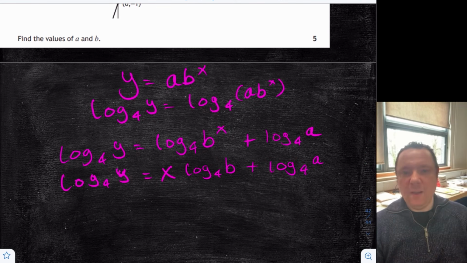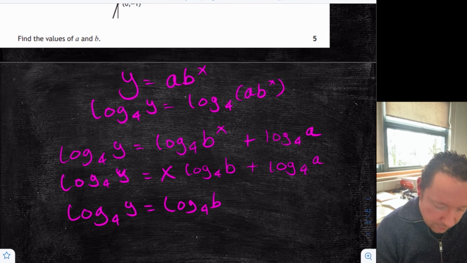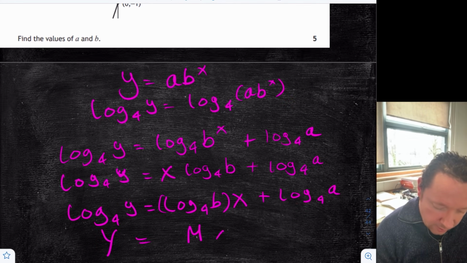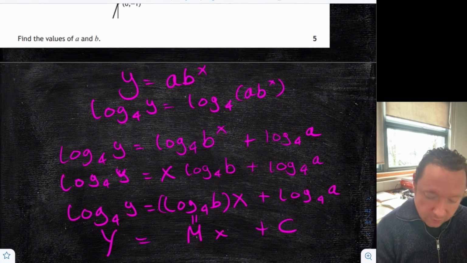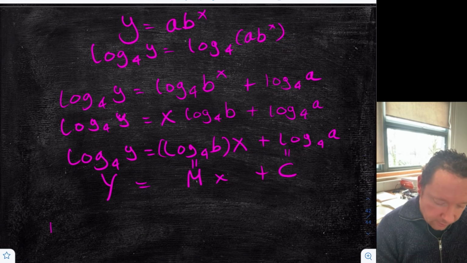Well, y equals mx plus c is our straight line, so let's put the x on the end so you can really see it. Log base 4 y equals log base 4 b times x plus log base 4 a. So that's like y equals mx plus c. So we can see our gradient is equal to this number in front of x, and our c is equal to this. So we can say our gradient is equal to log base 4 b.